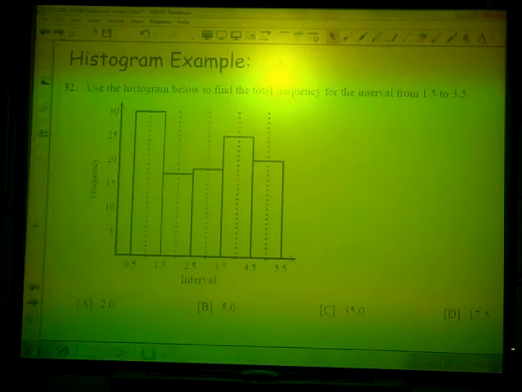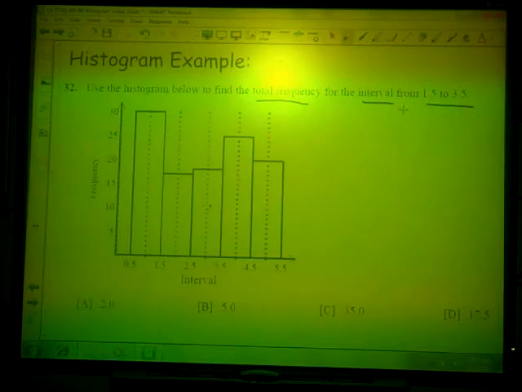Our next example looks a little bit different on the axes in regards to the bottom one. Now we talk about an interval. We're still dealing with frequency, how much did it happen, but we're talking about the interval. So now this is a divisional part of what happened. Now, to help you out on these, count the little dots inside the bar graphs on this one. It says, use the histogram below to find the total frequency for the interval from 1.5 to 3.5.